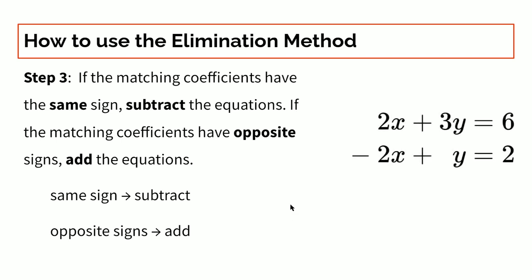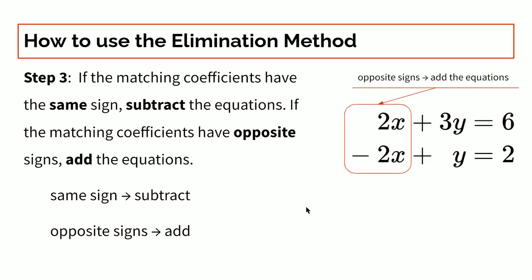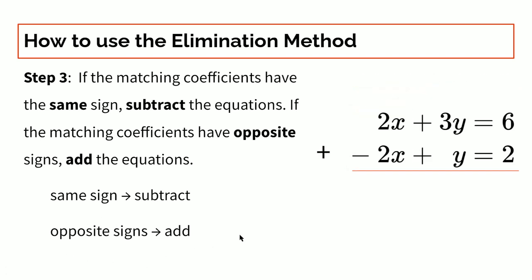So going back to our example, it's the x variable that has the matching coefficients, and those variables have opposite signs. One is positive 2, one is negative 2. And I know that 2 and negative 2 are a zero pair. If I add those numbers, the answer is 0. So that's what we're going to do. We've got opposite sign coefficients. We're going to add these equations. When we do that, that 2 and negative 2 becomes 0. Those x's drop out of our system of equations.